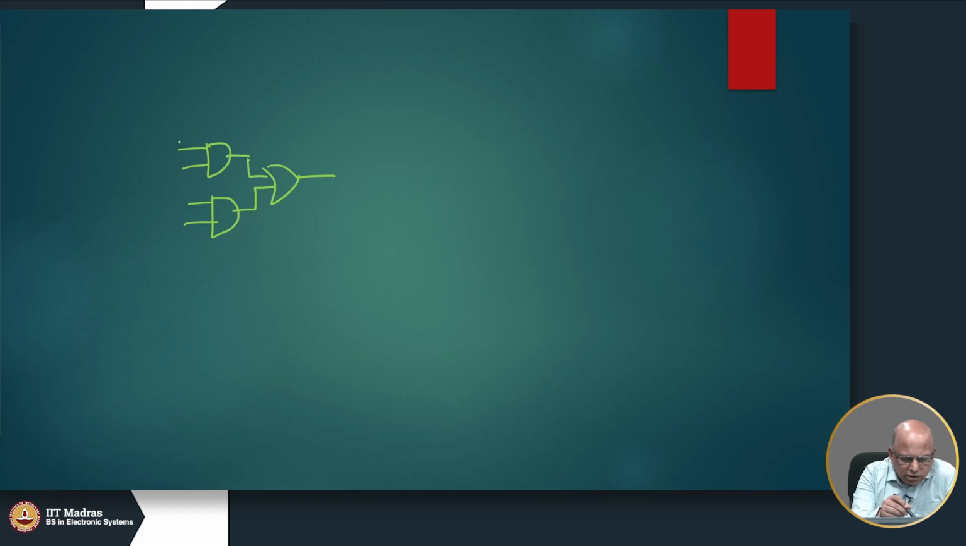And we can start with the complete set, stuck at 0 and stuck at 1 on each line. Then we can go ahead and argue as to what is equivalent, etc.